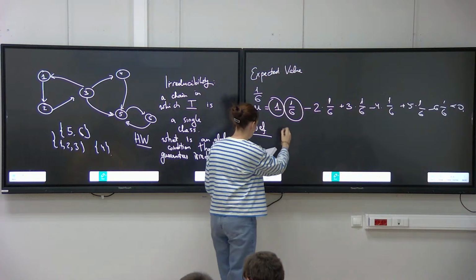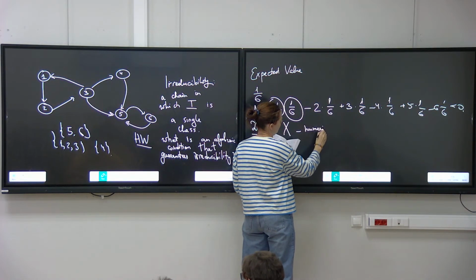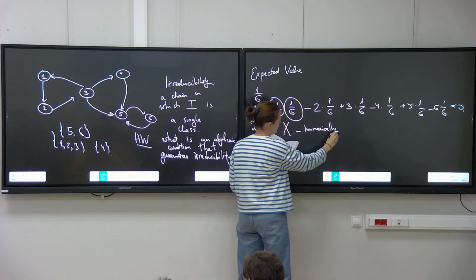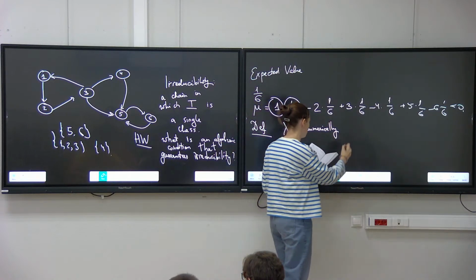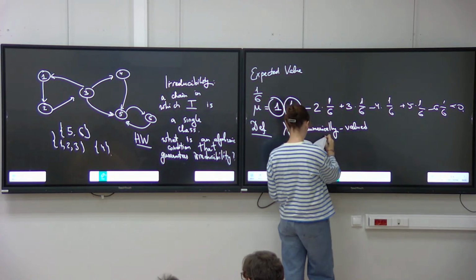So we take a numerically valued random variable. I will always deal with discrete time in this course. So I will give you definitions only for discrete random values.